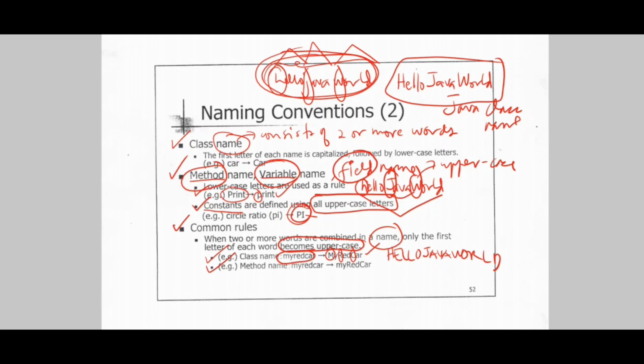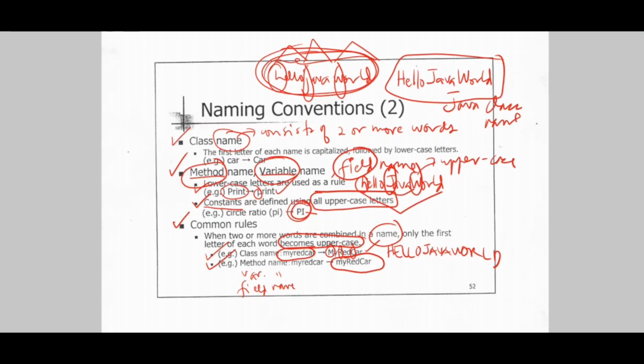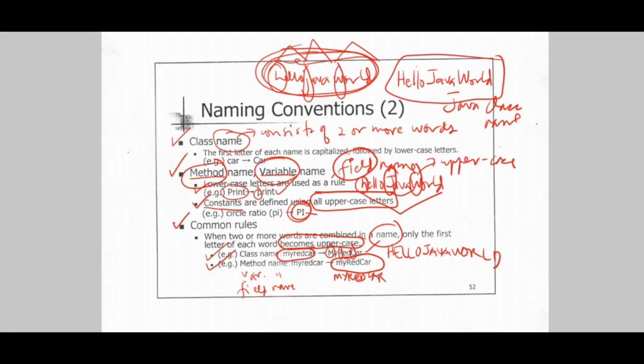If it is a method name, a variable name, or a field name, then it will be written this way: myRedCar. If it is a constant, then it will be written as MY_RED_CAR, with all letters in uppercase.